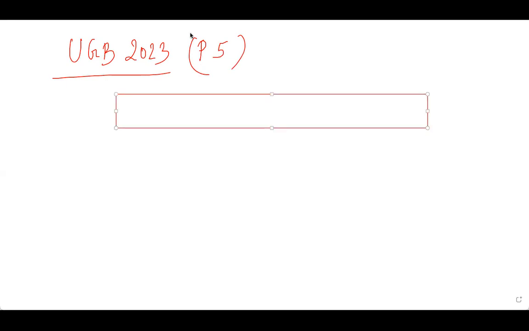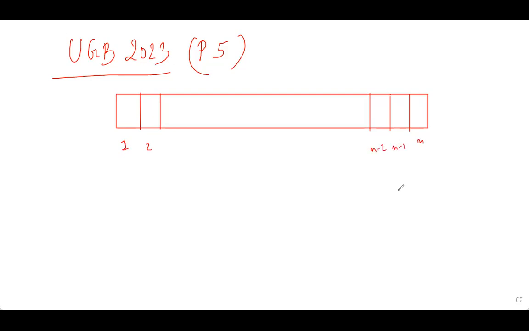This is the last problem, and then we'll be done posting all the solutions to all the UGB problems. So 2023, this is problem number 5. Here we have our 1 cross n, with the first, second, and then n minus 2, n minus 1, n.